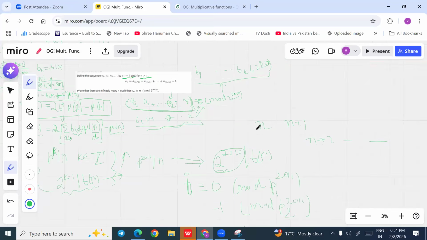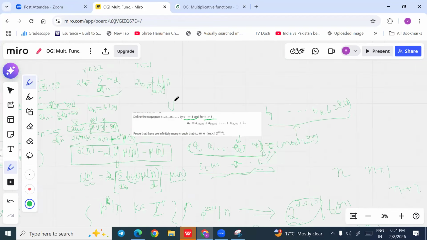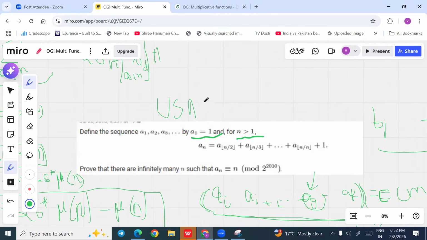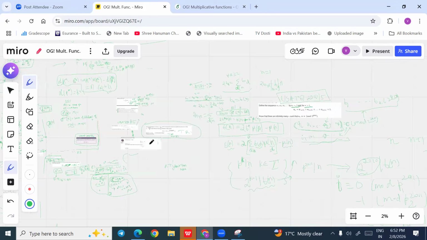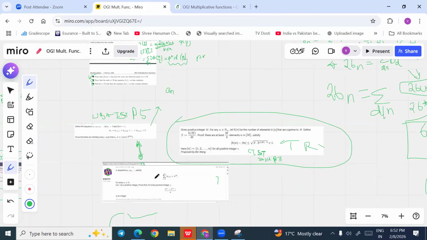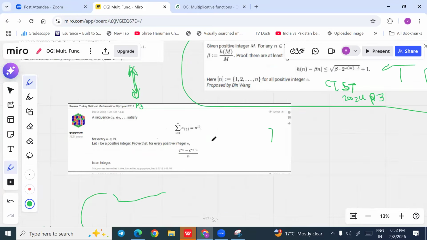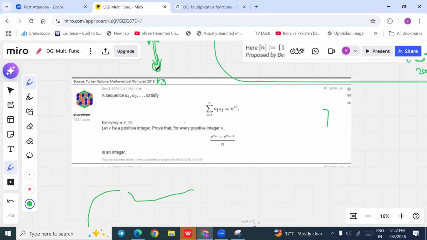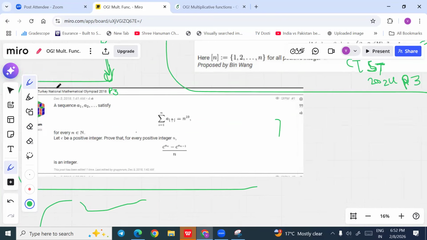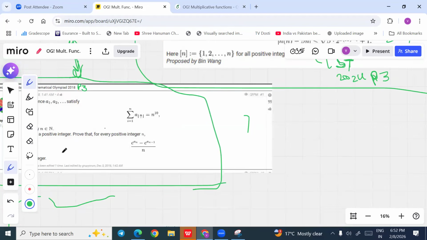All right. For the source of this, I think it's USA TST 2010, P5. So that's it for the day, and you can try this problem. I would recommend trying this one. It has a similar idea to this, though it has some new ideas as well. This is also a hard problem, like the USA TST one, so you can try this one as well.